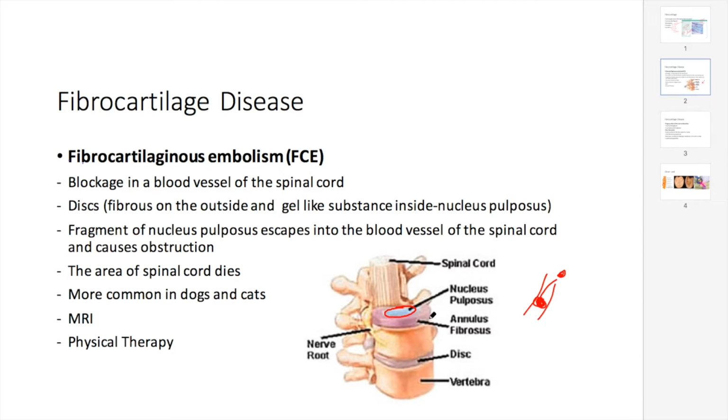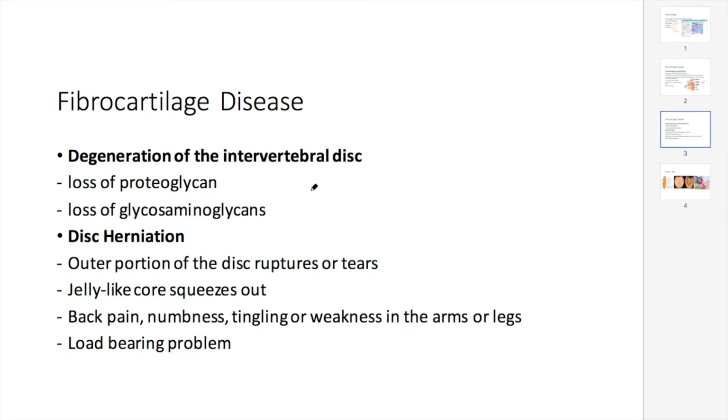So that's another way to tackle this problem. The fibrocartilage can also degenerate. Degeneration of the intervertebral disc means you are degenerating that cartilage. You're going to lose the proteoglycans and the glycosaminoglycans. As you know, glycosaminoglycans are GAGs, right? From last lecture, they are long chains of linear carbohydrate polymers.